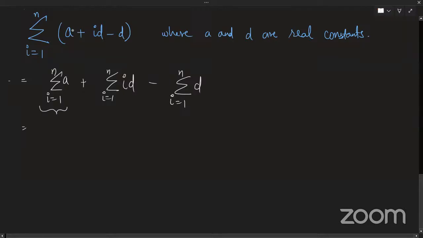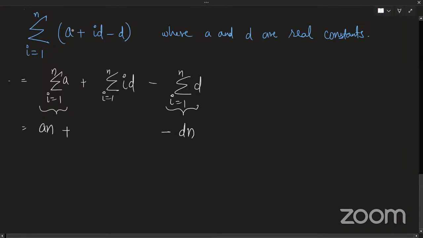What is the first sigma? Tell me. It is a into n, correct. Absolutely correct. And what is the last sigma? This is also very easy. What is the last sigma of d equal to? It is n into d, dn. Correct.